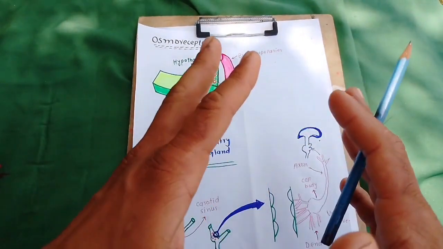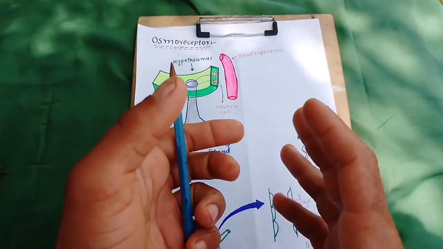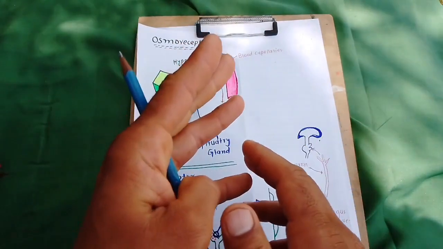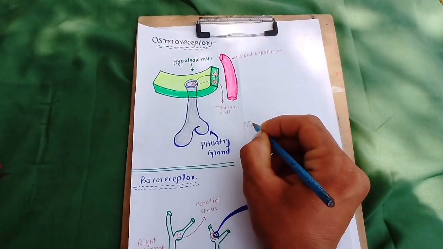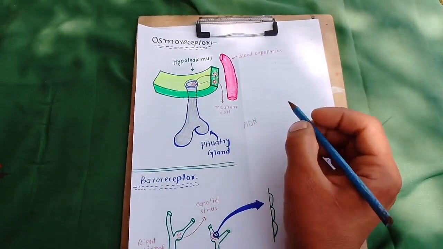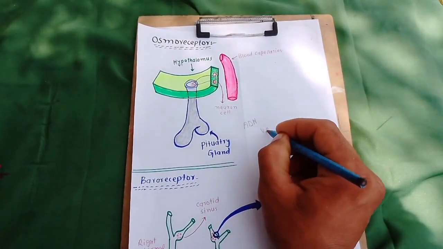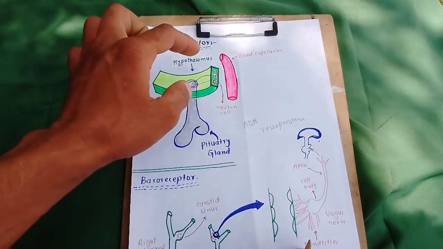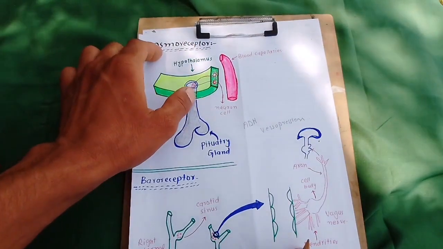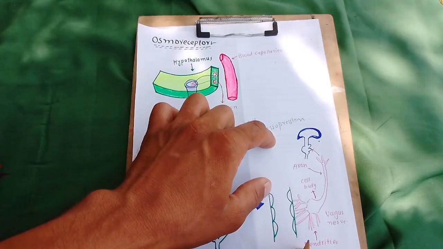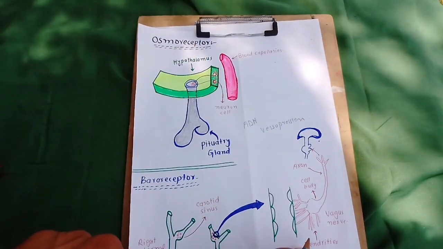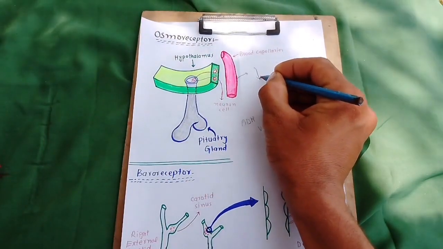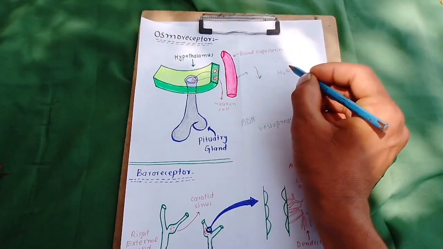Suppose our body's blood volume becomes low, so our body releases a hormone which is called ADH, or vasopressin. This is the hormone which is released from the hypothalamus with the help of the osmoreceptor, and then this hormone goes to the kidney and helps in the reabsorption of water, so the blood volume again goes to normal. So this is the condition of low blood volume due to the loss of water.